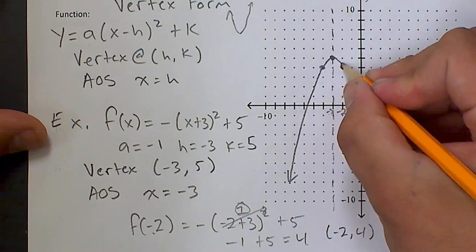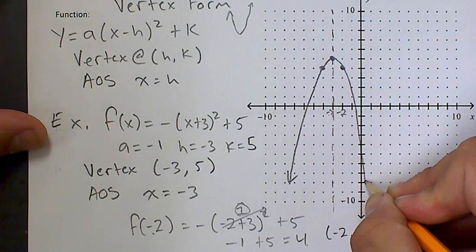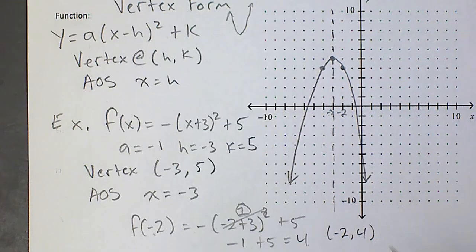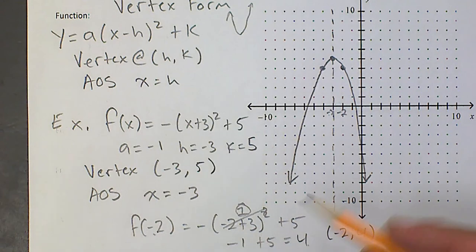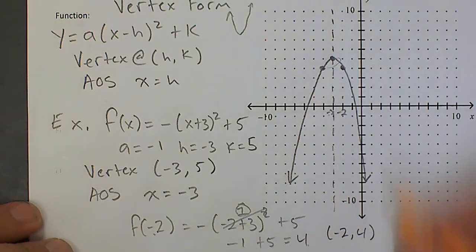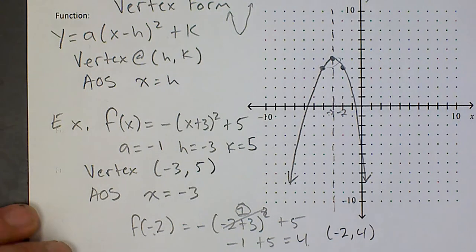And I always like to double check just to make sure I did everything okay. Looking at a, it is negative 1. This parabola should open down. Looking at this parabola, it does open down. It has a maximum. The maximum is at 4, or the vertex is the y coordinate.